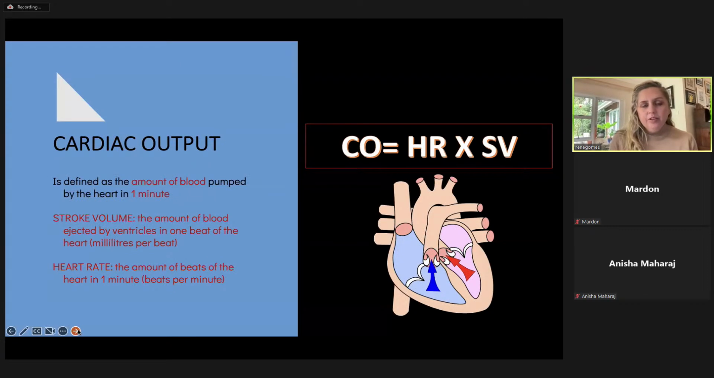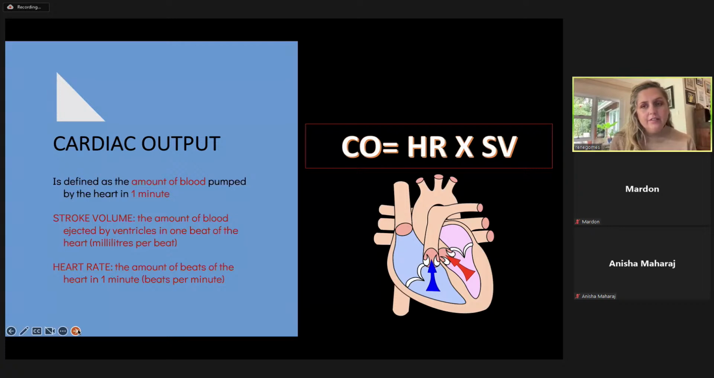Okay, so cardiac output, the first mother of all equations for this is cardiac output equals heart rate times stroke volume, which I hope everybody knows now and will be able to recite in their sleep. It's the amount of blood pumped by the heart in 1 minute. That is the definition really of cardiac output.